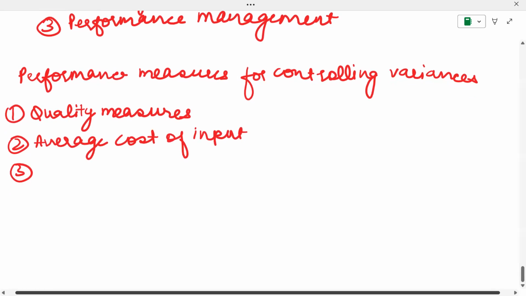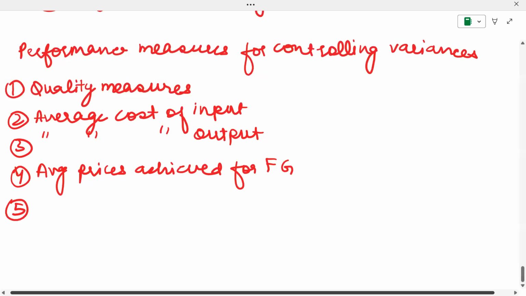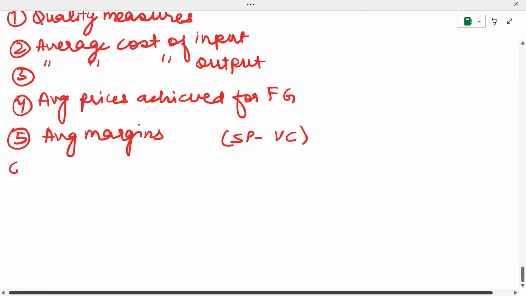Then another measure which you can use is the average cost of output. Another thing which you can use is the average prices that you have achieved for the finished goods. Then another measure can be the average margins. So let's suppose selling price minus variable costs, how much are your margins? And then another measure can be percentage of on time deliveries. How many orders have you been able to deliver on time?